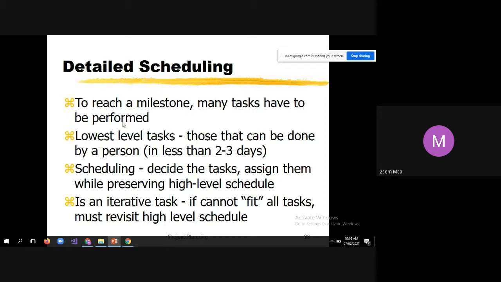Then detailed scheduling. To reach a milestone, many tasks have to be performed, isn't it? If you want to reach one milestone, many tasks have to be performed. For example, the very first milestone is preparing the requirements document. Before that, many tasks have to be performed. So what are those tasks? You have to do many meetings, formal and informal, with the client.